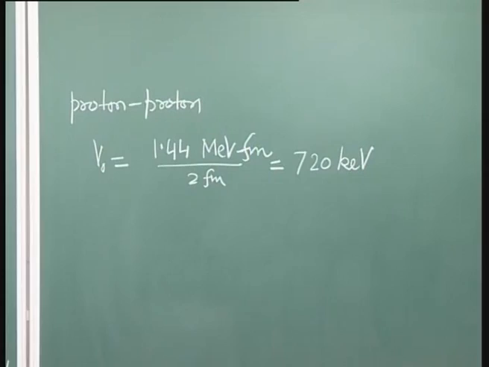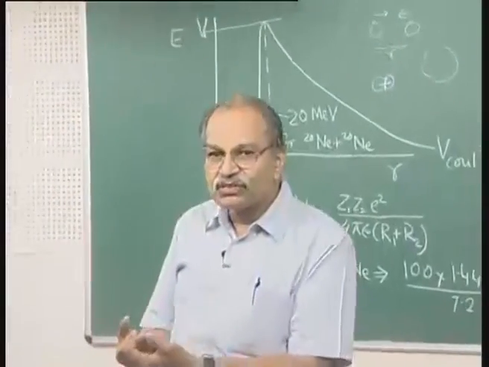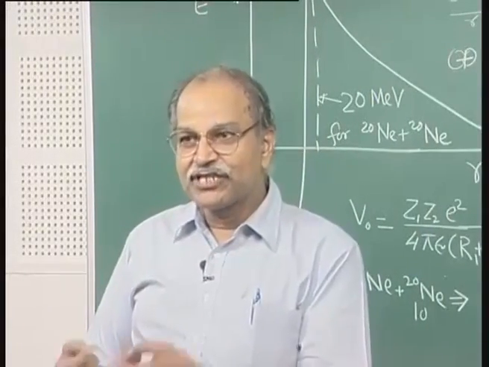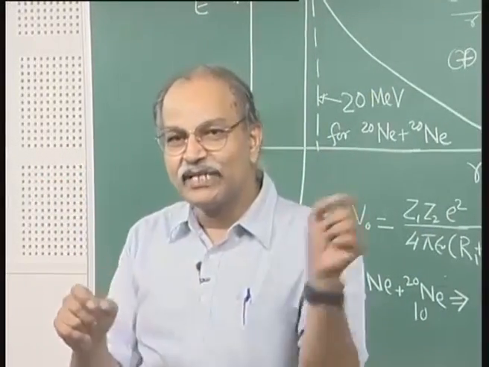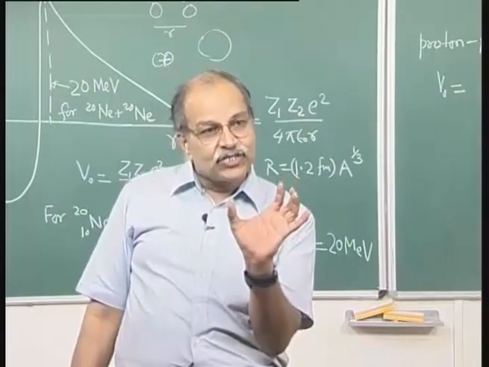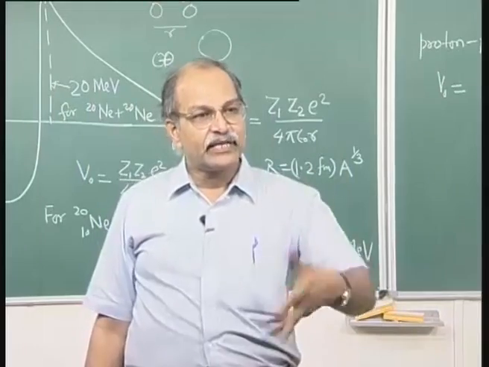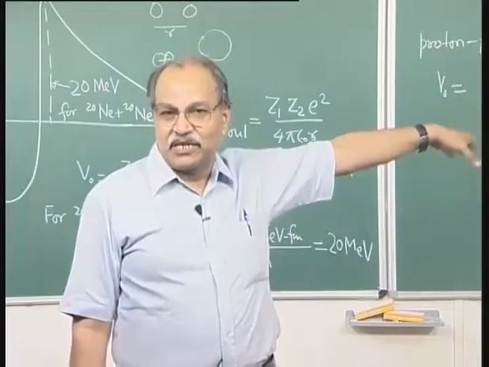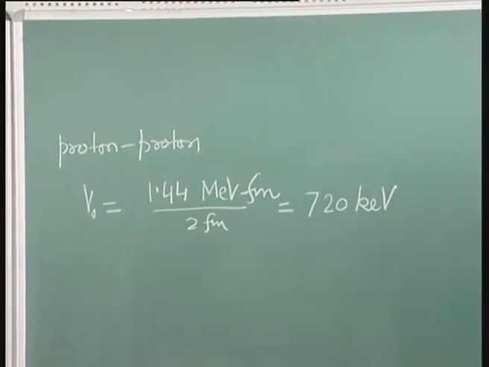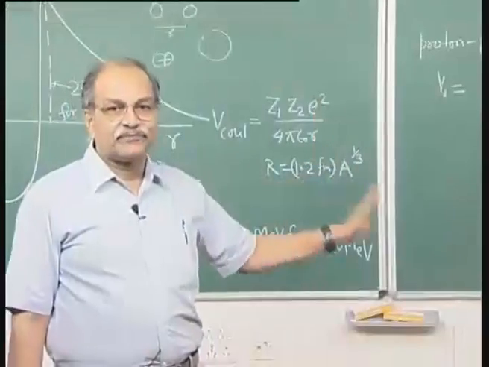Of course, if one goes for deuterons and tritons, higher isotopes of hydrogen, in which case Z1 Z2 will not change, you still have Z1 equal to 1, Z2 equal to 1, and then the radius will increase if you go for higher isotopes. But still it is hundreds of keVs minimum. So that is the kind of Coulomb barrier there is.